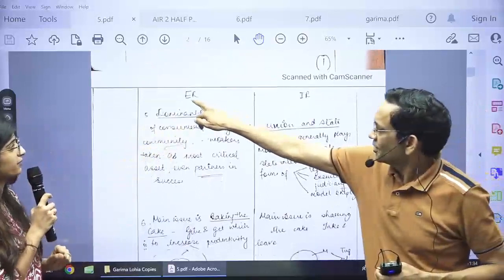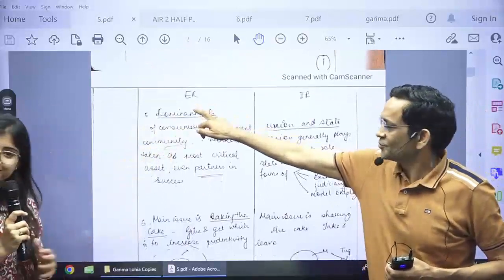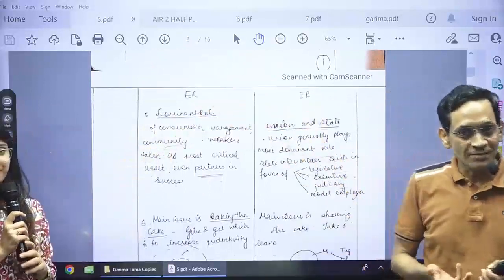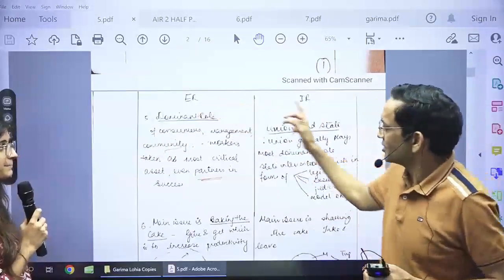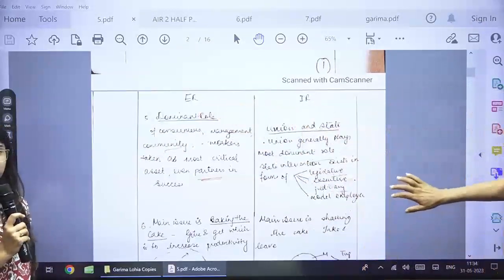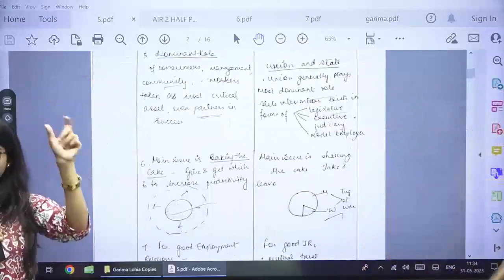Underline in between. Here you didn't use the complete word. She used ER and IR. So the time is saved. Employment relations and industrial relations. Right? Because you have used it once before. तो एक बार reference देना जरूरी है.